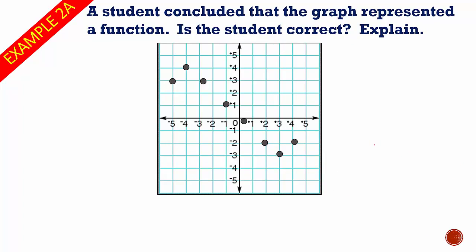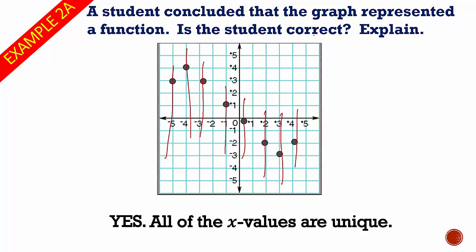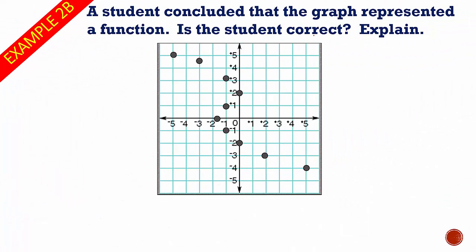Last type of examples. Student concluded from the graph that the graph is a function. Is the student correct? Explain. Well, it is a function because if we did the vertical line test on each point, it wouldn't pass through another one. Okay, we don't have any repetition. No other x values. All the x values are unique.